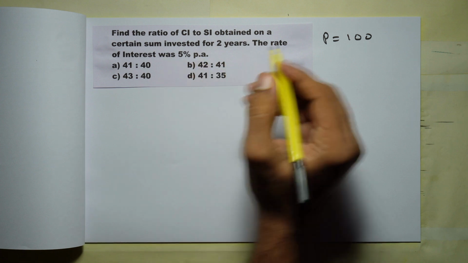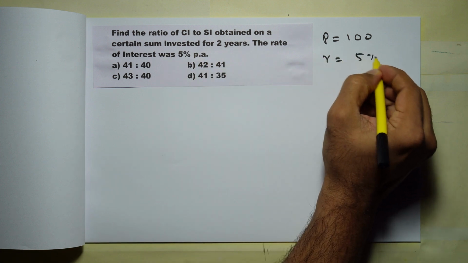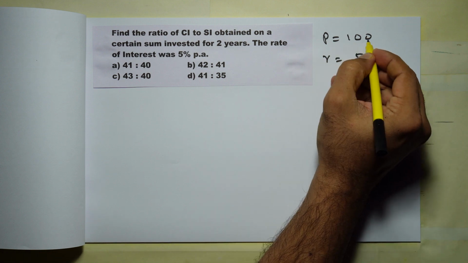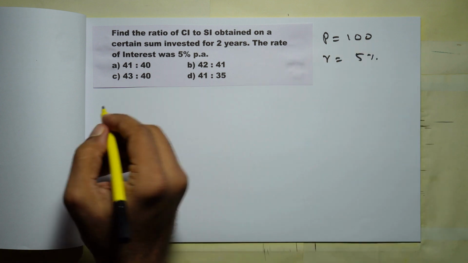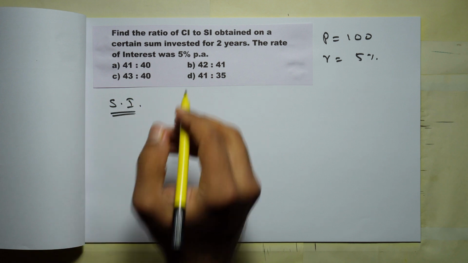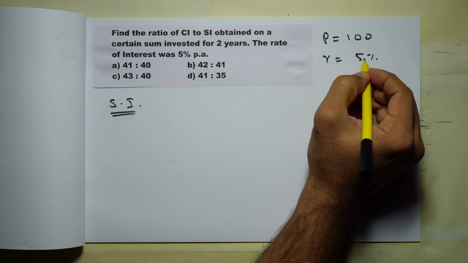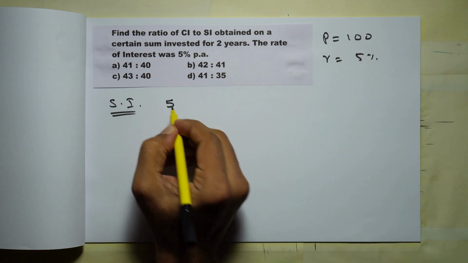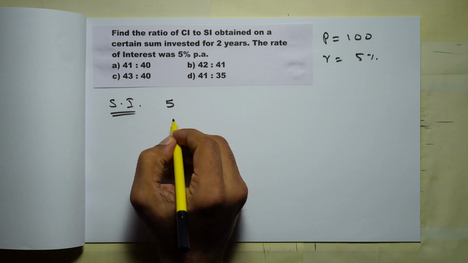Now the rate of interest is 5% per year. So we have assumed the sum, or the principal, to be rupees 100. So let us calculate the simple interest for 2 years. Now for the first year, you will get R percent of principal. 5% of 100, you will get this 5. So this will be the first year simple interest.